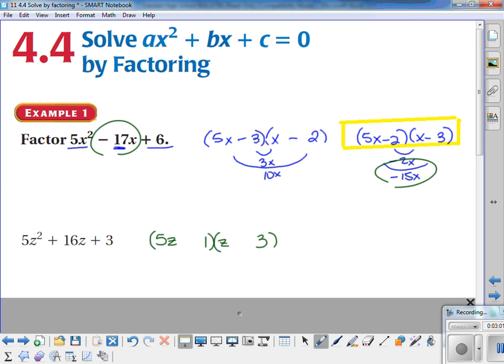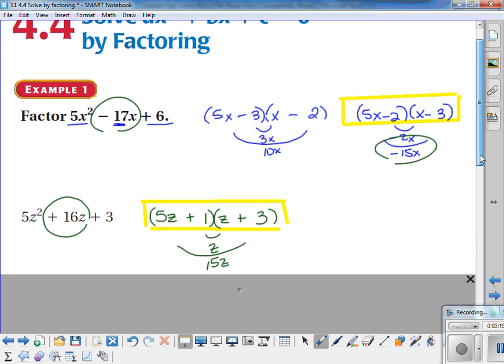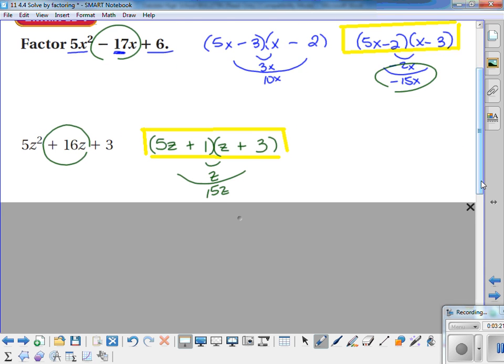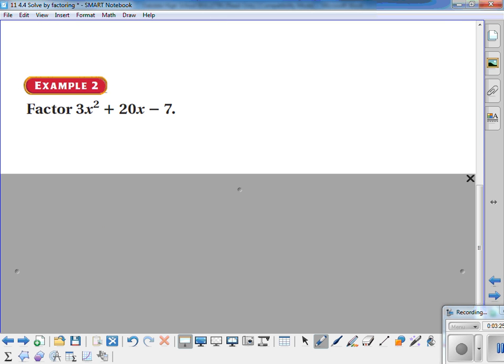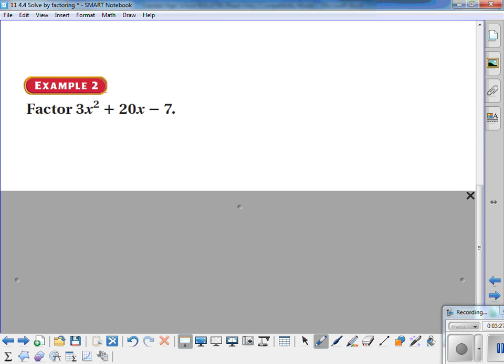What do I know about my signs? They all have to be positive. So now if I check the inside and the outside, I get z and I get 15z, and that adds up to 16z, so I know I've done it right. Okay, let's take a look. All right, so now let's go down. Let's skip that one. All right, so now we're going to factor this one.